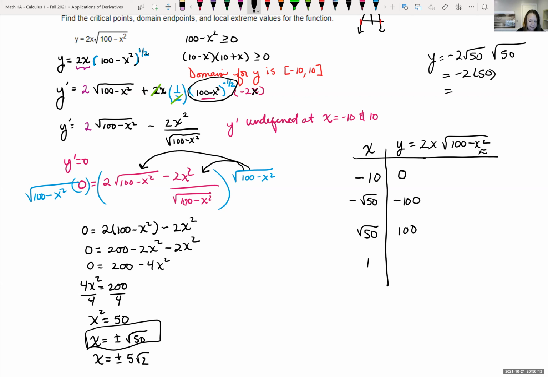And the last one, 10. If we plug that in there, we get back 0. So this would be our absolute min, and this would be our absolute max.